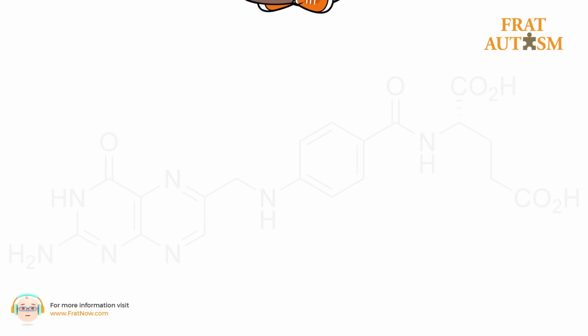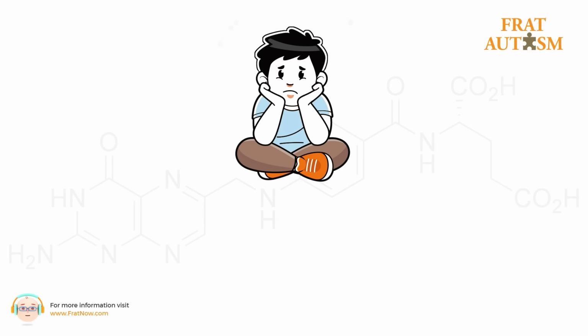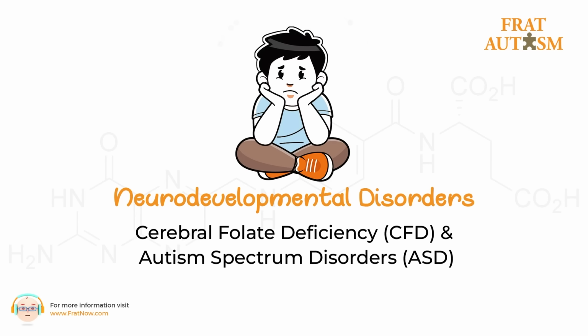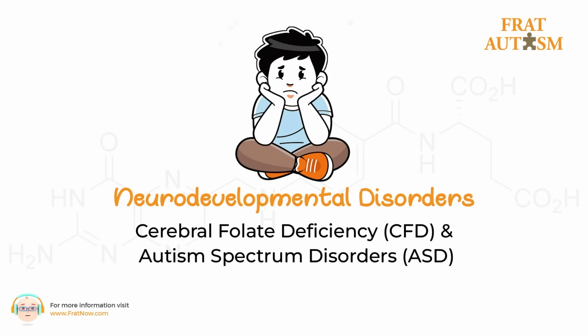Folate receptor autoantibodies are implicated in several neurodevelopmental disorders, such as cerebral folate deficiency, CFD, a condition characterized by low levels of folate in the cerebrospinal fluid despite normal or elevated blood folate levels, and of course, autism spectrum disorders. In fact, several recent studies indicate that a large percentage of children with ASD have folate receptor autoantibodies.